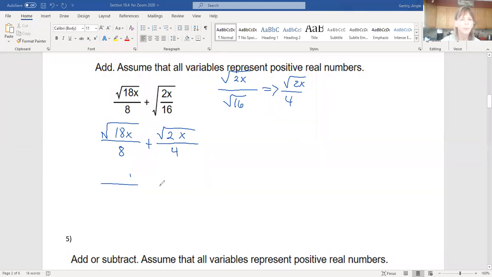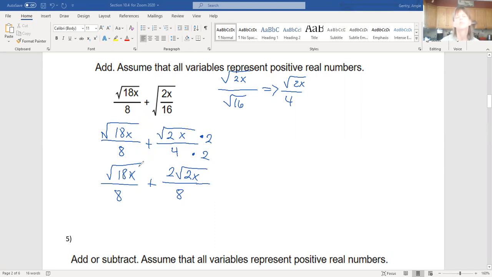Now I need a common denominator between 8 and 4, hopefully it's an 8. So I'm gonna leave that one alone again. And then this one here times 2 times 2. Now be careful, this 2 is not under the root. This 2 is on the outside of the root. So square root of 2x times 2 is 2 square root of 2x. And then the denominator is an 8.